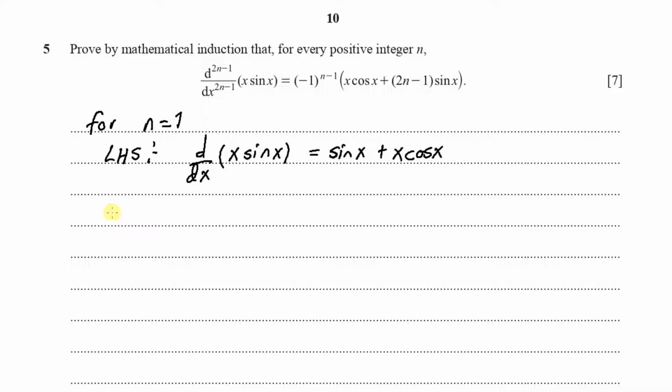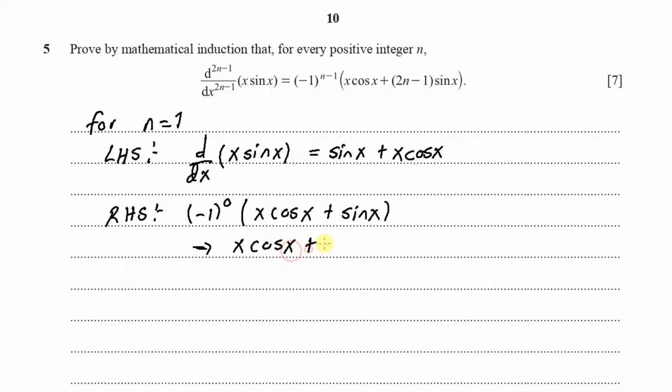And then let's go to the right hand side. For the right hand side, we have substituting 1 for n. That will just be minus 1 to the power of 1 minus 1, that will be 0, and that's x cos x. And 2n minus 1 is 1, so that will be plus sine x here. Minus 1 to the power 0 is 1, so we have x cos x plus sine x.